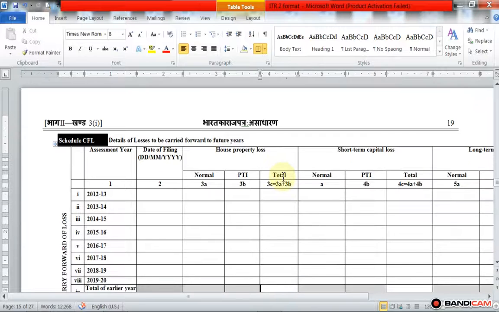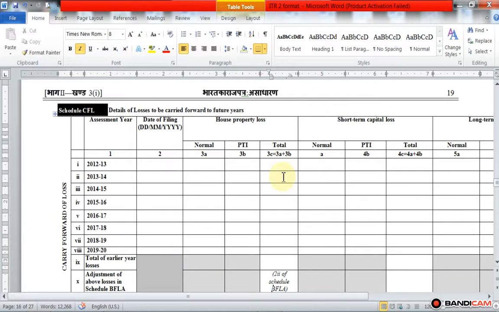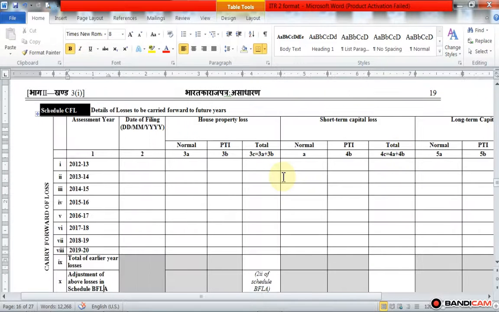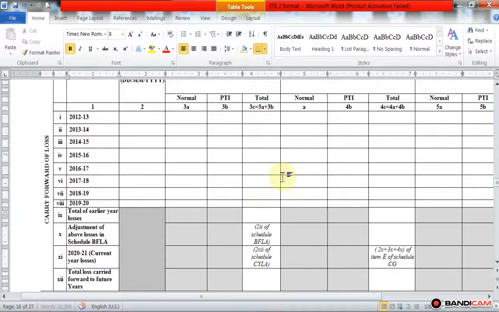देन त्यानंतर आपण बघितलं की CFL म्हणजे काय, तर जो लॉस कॅरी फॉरवर्ड केलेला आहे त्याची माहिती त्यांना द्यायची आहे. फ्युचर इयरसाठी किती वर्षांसाठी तो लॉस कॅरी फॉरवर्ड केला आहे. मग त्यामध्ये कॉलम कोणता आहे, असेसमेंट इयर आहे, डेट ऑफ फायलिंग आहे, हाऊस प्रॉपर्टी लॉस आहे, शॉर्ट टर्म कॅपिटल गेनचा लॉस आहे, लॉंग टर्म कॅपिटल गेनचा लॉस इथं दिलेला आहे. ओके. आणि त्यानंतर लॉस ऑफ ओनिंग अँड मेंटेनिंग हॉर्स रेस हा एक दिलेला आहे. तर मग जे जे लॉस कॅरी फॉरवर्ड करत आणलेले आहेत ते सर्व डिटेल्स यामध्ये त्यांनी प्रोव्हाइड करायचे आहेत.